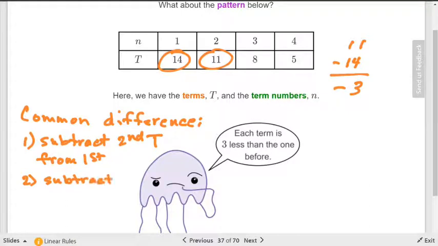Don't you normally put the high number on top? Well, this process we don't. Because we want to make sure that we get the minus, because we need to know that it's going down. Okay? Subtract the third term, the third t, from the second.